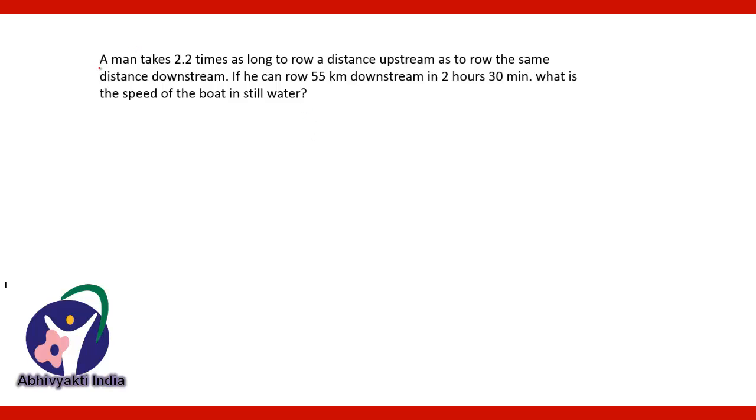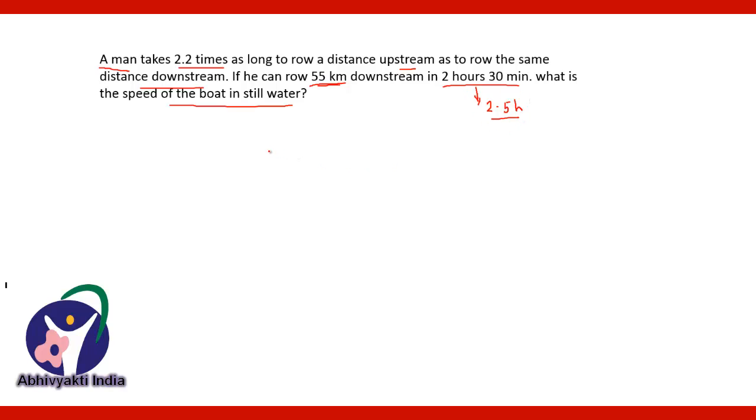Here is another question. A man takes 2.2 times as long to row a distance upstream as to row the same distance downstream. If he can row 55 km downstream in 2 hours 30 minutes, what is the speed of the boat in still water? 2 hours 30 minutes means 2.5 hours. So for 55 km it takes 2.5 hours.